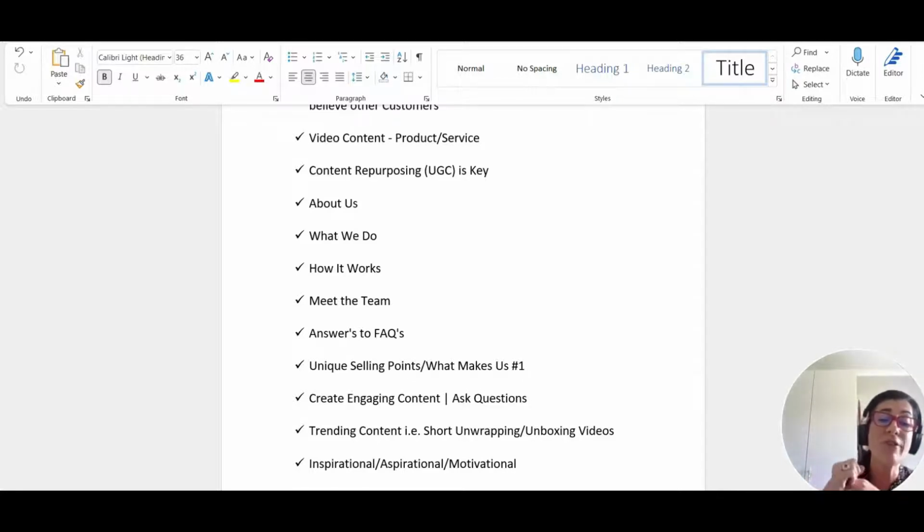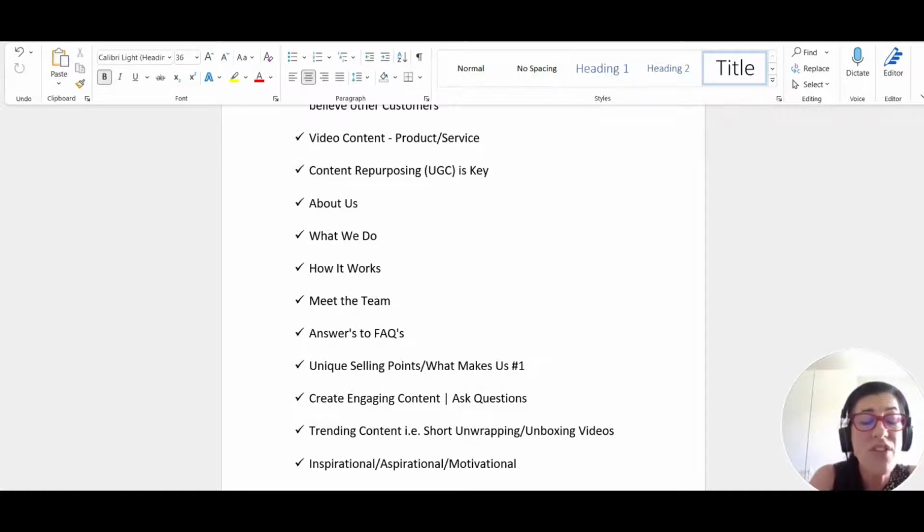You also need to be focusing on asking questions and engaging content. Always think to yourself when you're putting your posts together, would I want to share this? As an individual, like, would I want to share this if I saw it? And try to make your posts, your copywriting, and your images well worth sharing. Trending content, you want to keep that in mind. You want to include some short unwrapping, unboxing videos, again, video marketing. Those are themes that you can create for your content planning.